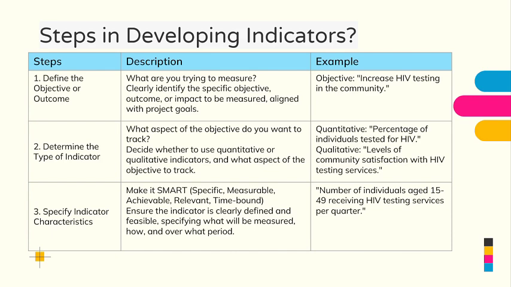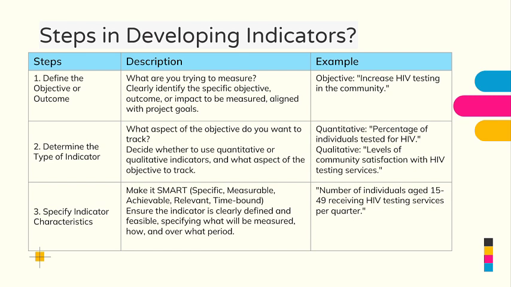The second thing that you need to do is determine the type of indicator. Now that you know what you're trying to measure, you need to determine the type of indicator. So what aspect of the objective do you want to measure or track? You need to decide whether to use quantitative data or qualitative data. An example of a quantitative indicator, still with the same HIV program, could be the percentage of individuals tested for HIV. And a qualitative indicator would be the level of community satisfaction with HIV testing services, assuming you're doing an HIV testing program. Those are some of the indicators that you can come up with.